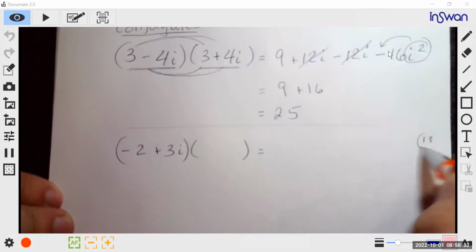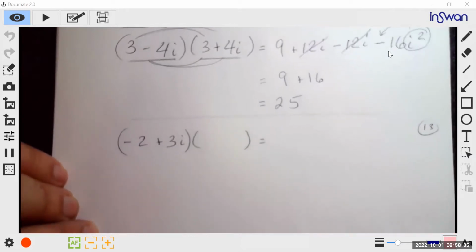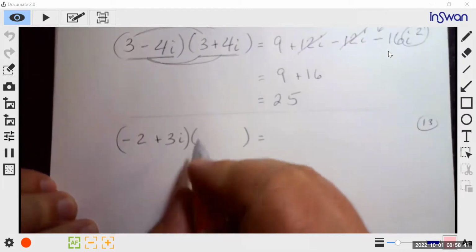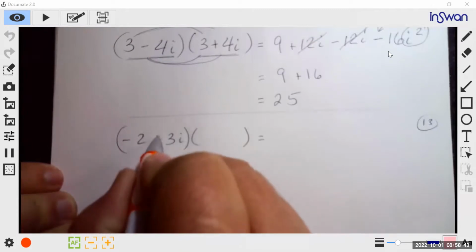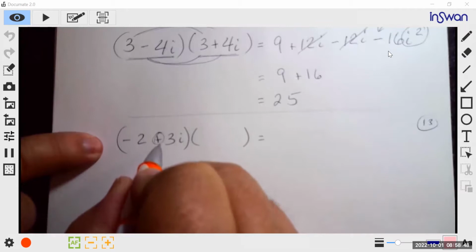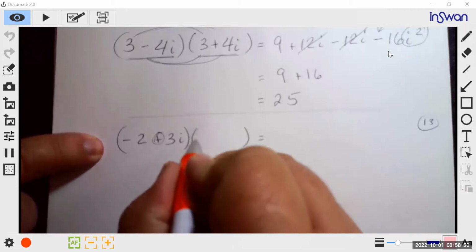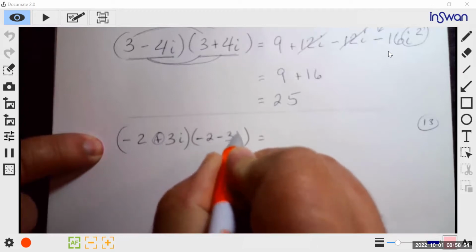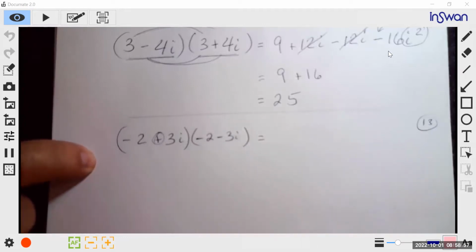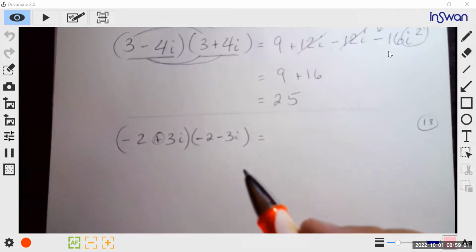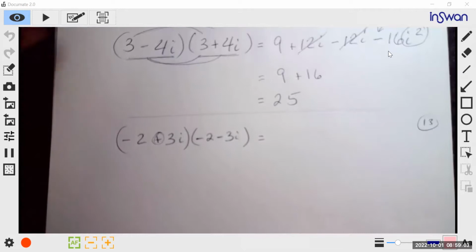This answer is going to be 13. What's the conjugate of this next one? Is it positive 2 minus 3i? Almost. Only change the sign in front of the 3, the one in front of the I. Leave the constant term alone. Good guess though. So you leave that negative 2 alone, only change the sign in front of the I.